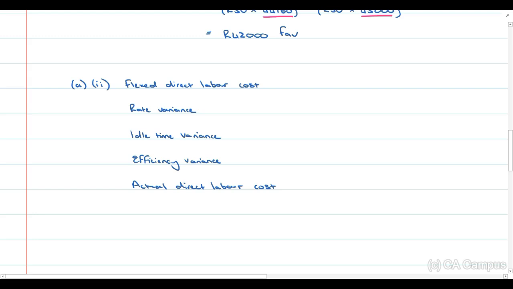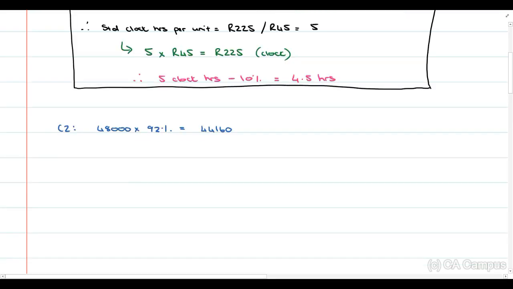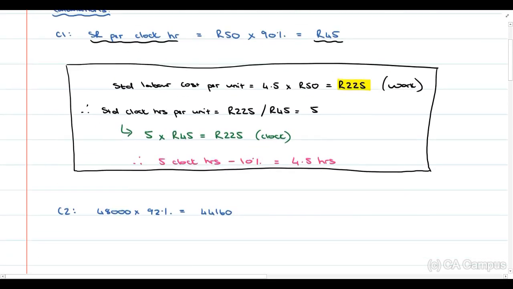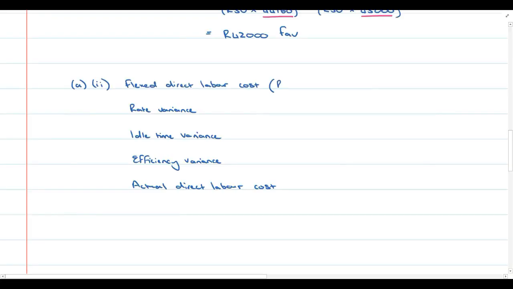All right. So first, how do we calculate the flexed labor cost? Well, we need the cost per unit according to the standard, and we did already calculate the cost per unit according to the standard. It's 225 Rand. That is your standard cost per unit for labor. And this is flexed to actual production. So you need to multiply it by actual production of 10,000 units.